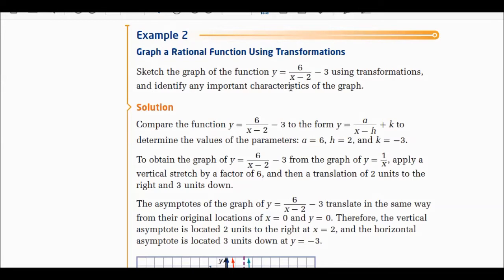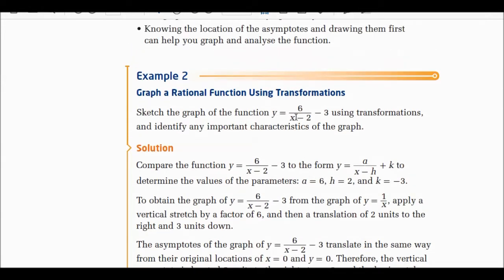Compared to y equals 1 over x, without looking at the answer, what is happening to that graph? How is it being transformed? What does this 6 do to it? Vertical stretch. Good. What about the x minus 2? What does that mean? Moves where, Jaya? What does this x minus 2 do to the graph? It moves it to the right. To the right 2 units. Good.